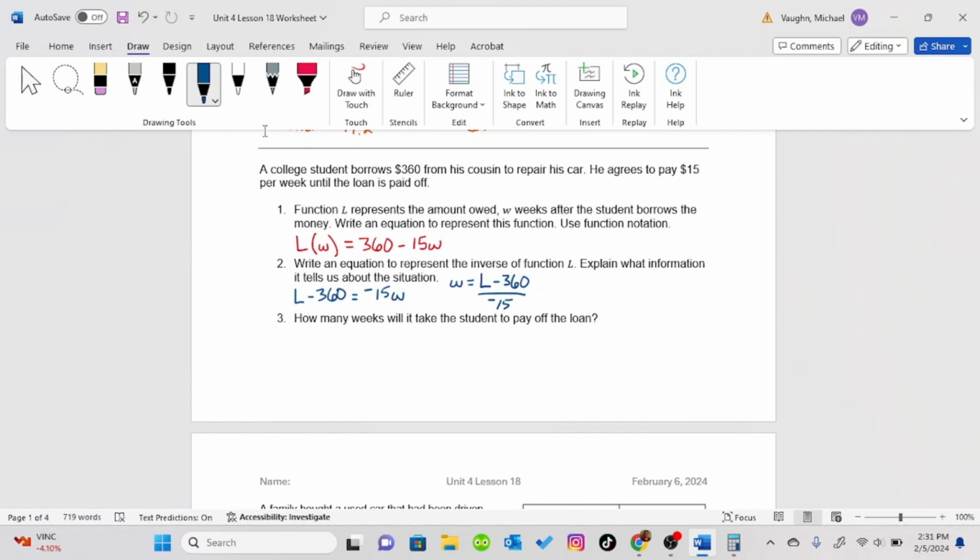This is the inverse function, and this tells us how many weeks since the loan, using the amount owed as input.